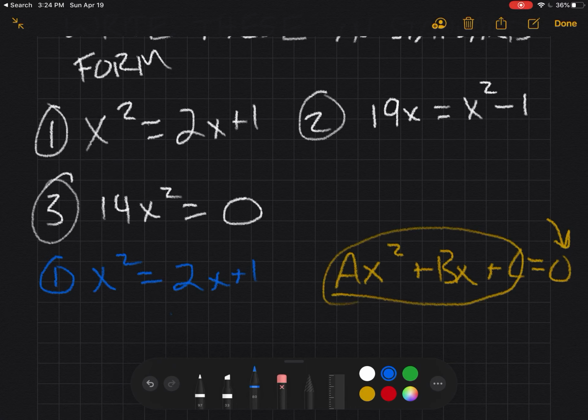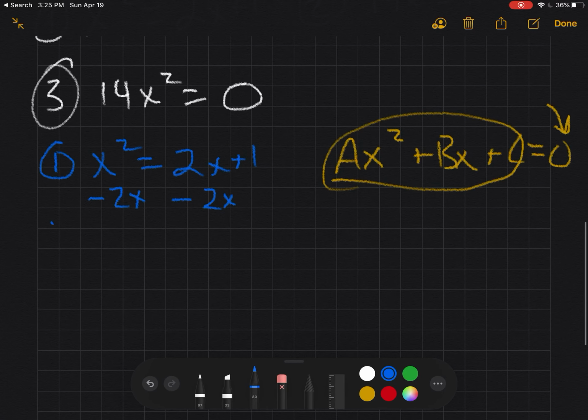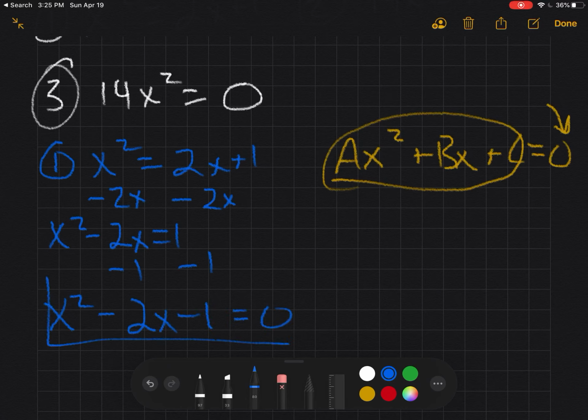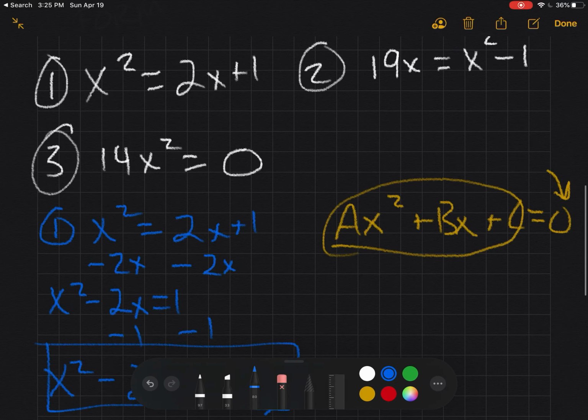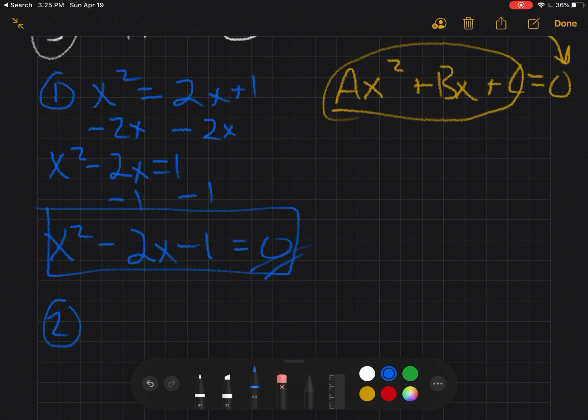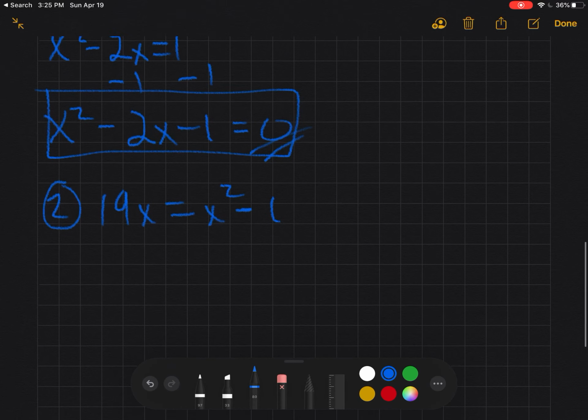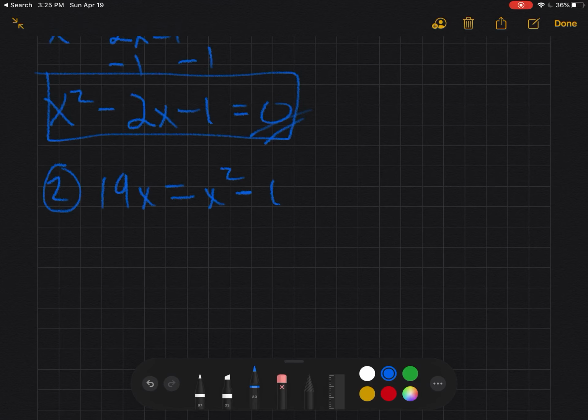X squared equals 2x plus 1. Now, standard form says that we should have ax squared plus bx plus c equal to 0. So we want to have a 0 on one side of the equal sign and then everything else over here. So I'm going to move my 2x from that side by subtracting it, and I get x squared minus 2x equals 1. But I don't want to have 1 here, I want to have 0. So I'm going to subtract 1 from each side. And then I have x squared minus 2x minus 1 equals 0. And that's in standard form. Yay!